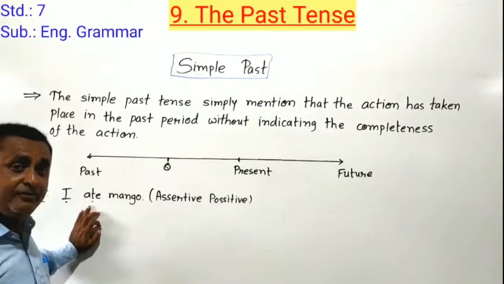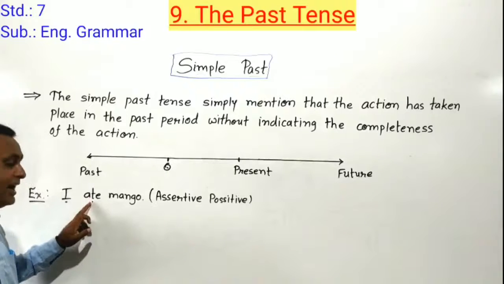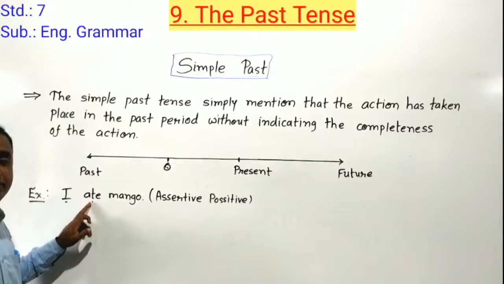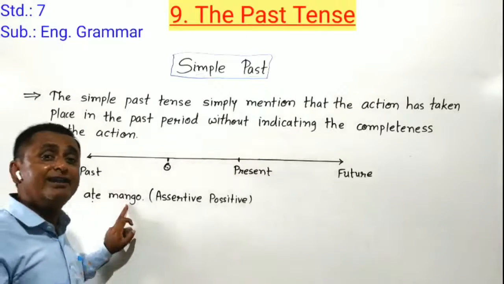Eat is the V1 form. The V2 form of eat is ate, A-T-E. Here the past form is used to indicate the simple past tense. I ate mango. मैंने mango खाई थी.